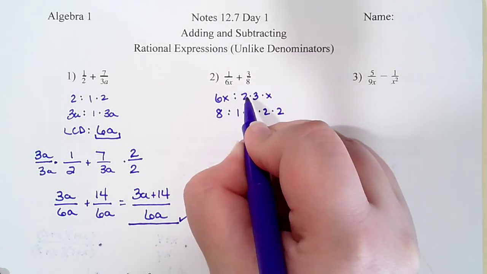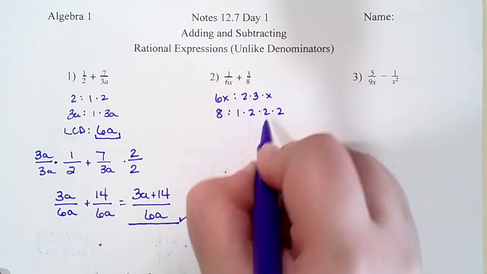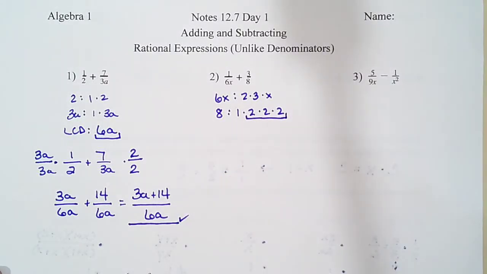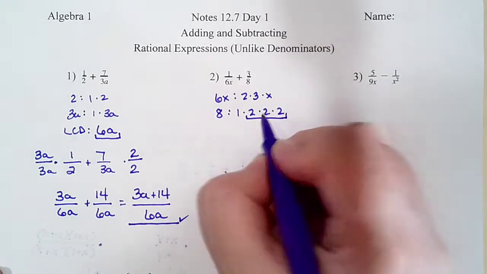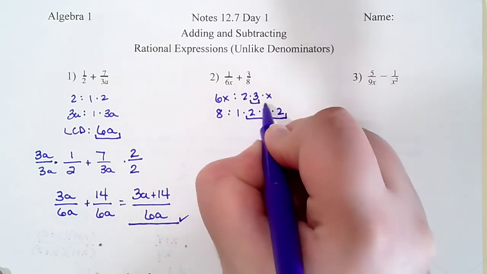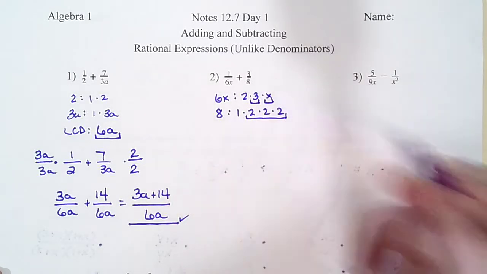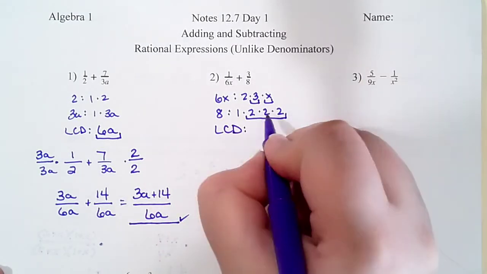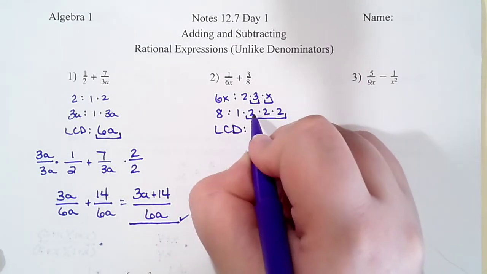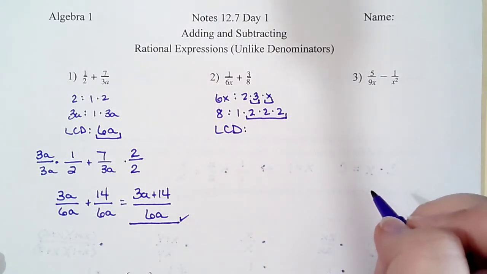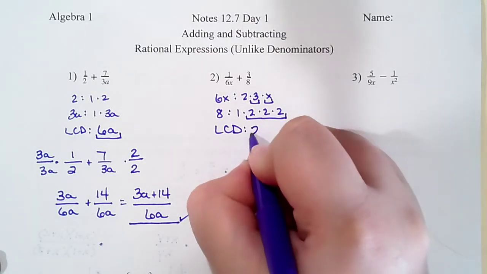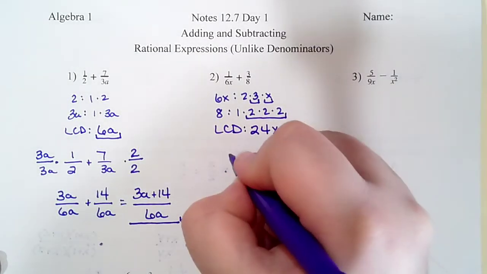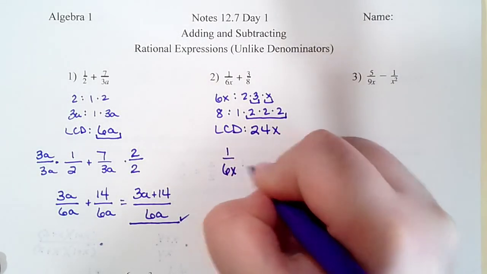Do I take 1 two or 3 twos? I'm going to take the maximum number that I can. So in this case, I'm going to take all 3 of those. I only have 1 three to give, 1 x, and then 1 one. So my least common denominator in this case is 3 times x times 2 times 2 times 2, which is 8. So overall, my lowest common denominator is 24x. I'm going to show you that again with the denominators.